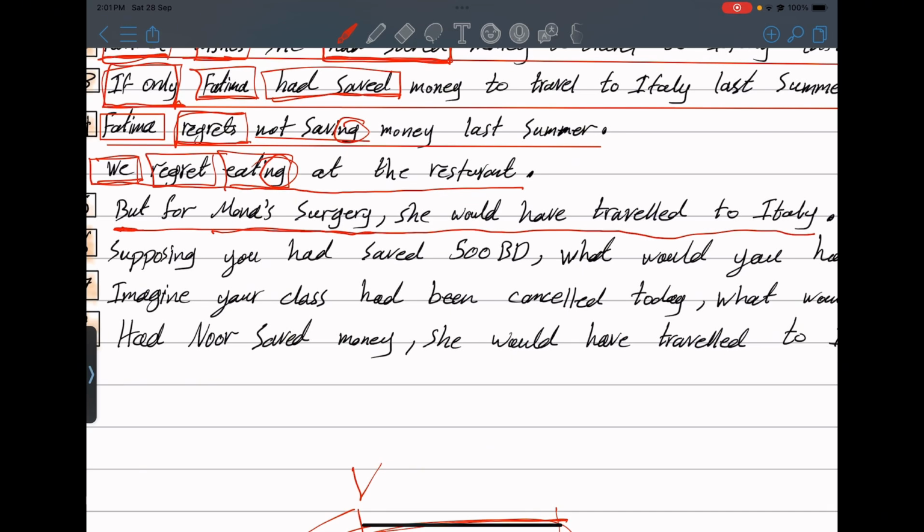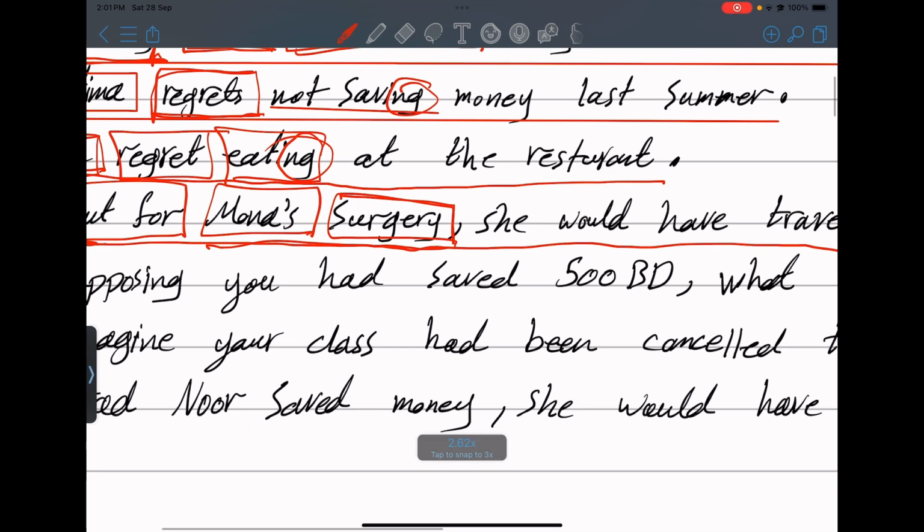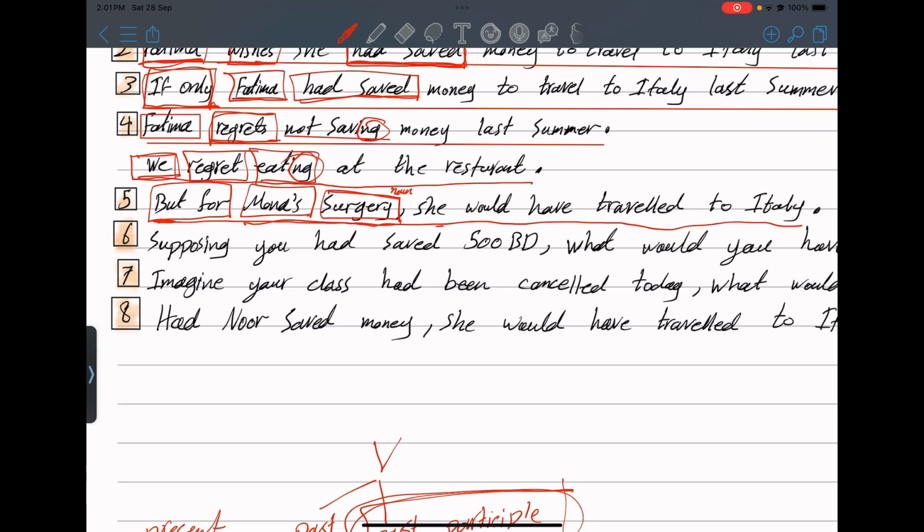So here we have the main thing, but for, and we have the subject. And here we have surgery, it's a noun. It's also different. We don't use a verb, we use a noun. Here it's a noun. She would have traveled. She, the subject, would have, and past participle.